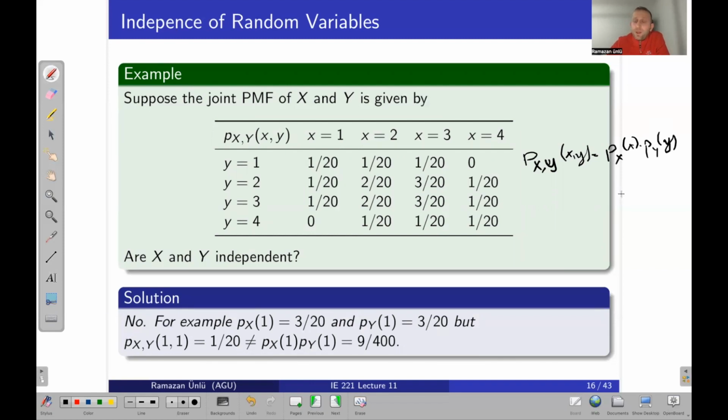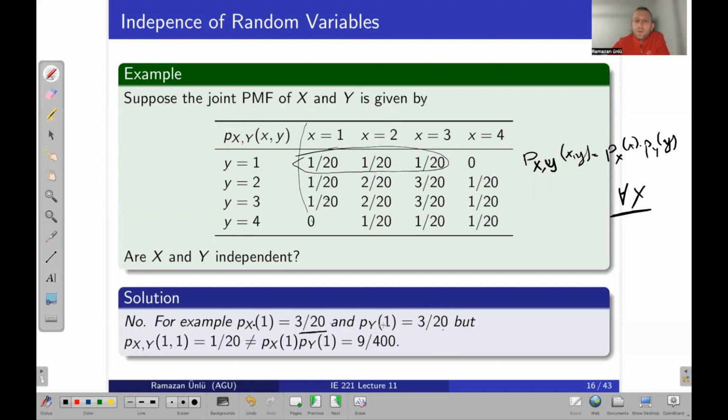But that should be valid for all X values, right? So the answer is no, because let's look at the probability of X equal to 1. X is equal to 1, this one. So 1 over 20 plus 1 over 20 plus 1 over 20 is 3 over 20. And the probability of Y equal to 1 is again 3 over 20.